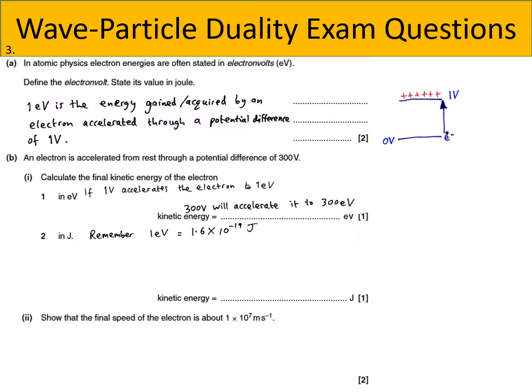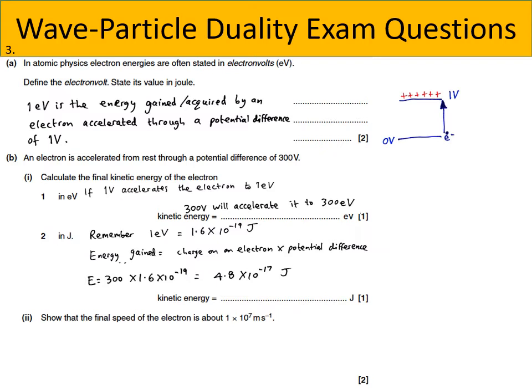Okay, so calculate the kinetic energy of the electron in joules. Remember that 1 electron volt is equal to the charge, which is 1.6 times 10 to the power minus 19 joules. So we can say that the energy gained is equal to QV. In this case, Q is the charge of an electron, so we can put it down as e. So we get e multiplied by V, and the energy is equal to 300 multiplied by 1.6 times 10 to the power minus 19, which is equal to 4.8 times 10 to the power minus 17 joules for the kinetic energy.